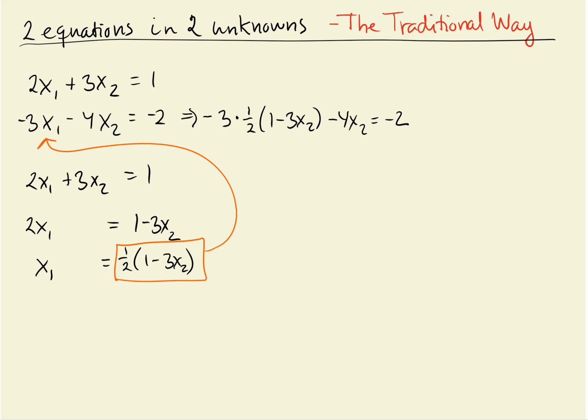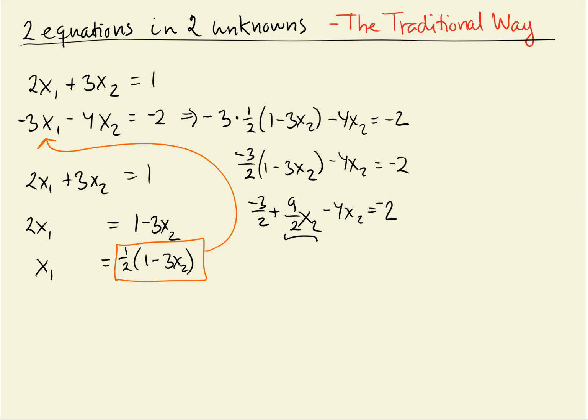So what I've obtained right now is an equation that's only involving x2, and that's solvable. We know that. So let's just try to do this. This is minus 3 over 2 times (1 minus 3x2) minus 4x2 equals -2. So that's minus 3 over 2 plus 9/2 x2 minus 4x2 equals -2.